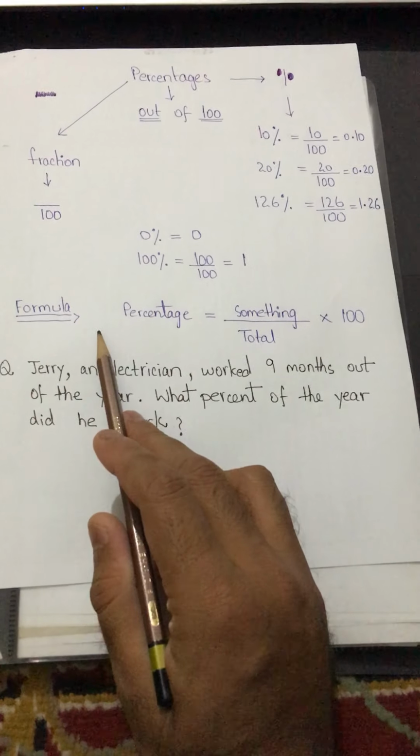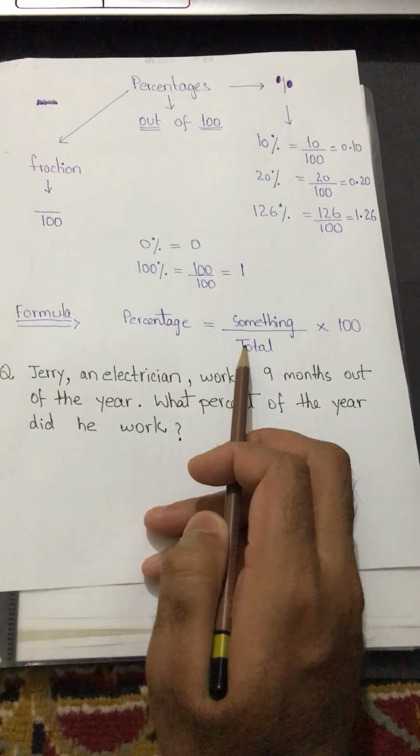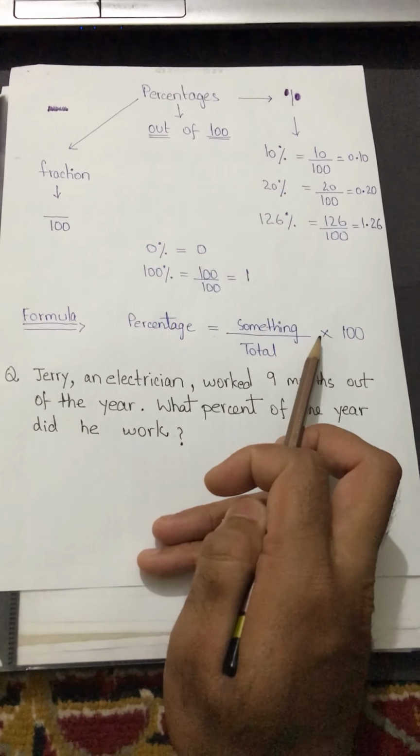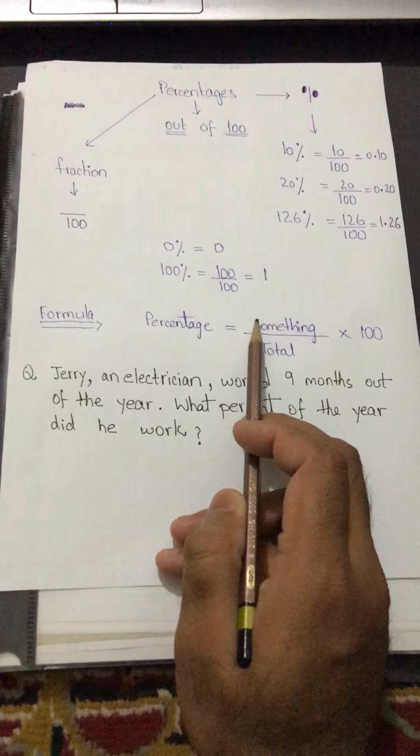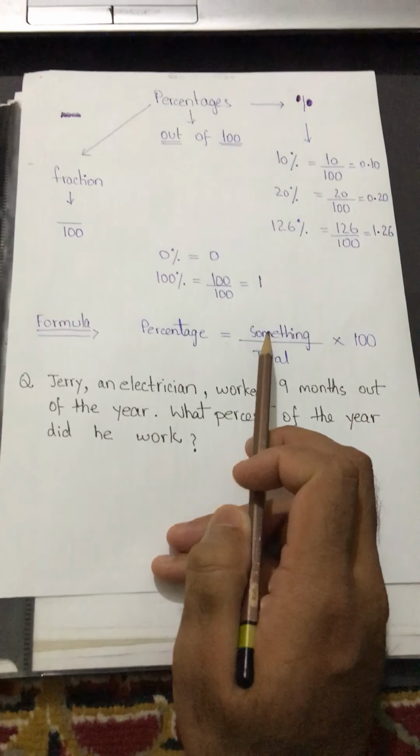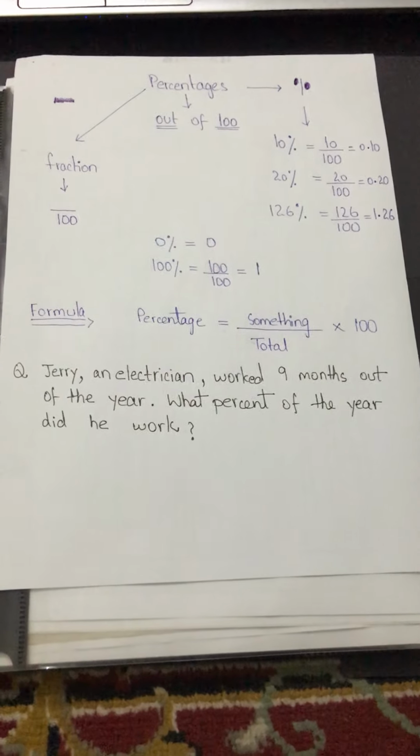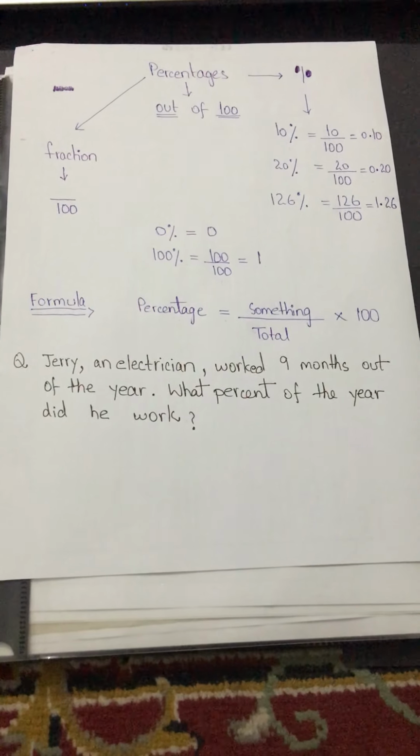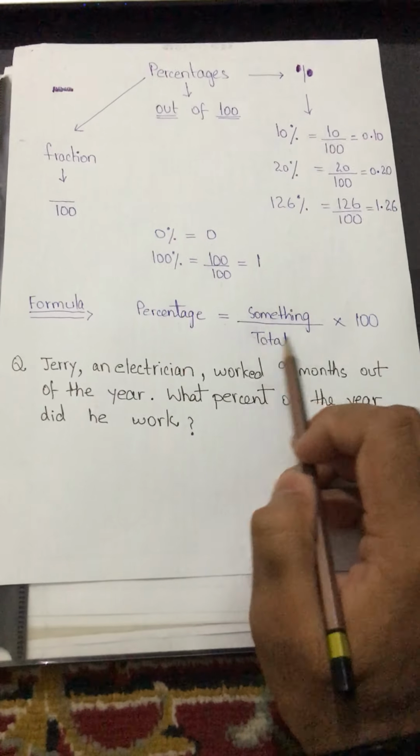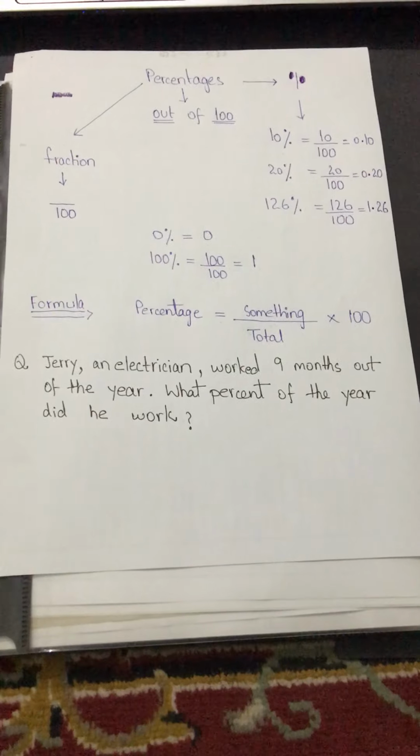We have a formula in order to find the percentage. Percentage is equal to something upon total. In order to find a percentage, first I have to form a fraction, and then I multiply that fraction with 100. In the fraction, the denominator will have the total number, and the something, the thing which I have to calculate, will come in the numerator. After forming the fraction, I multiply it with 100 to get the required percentage.